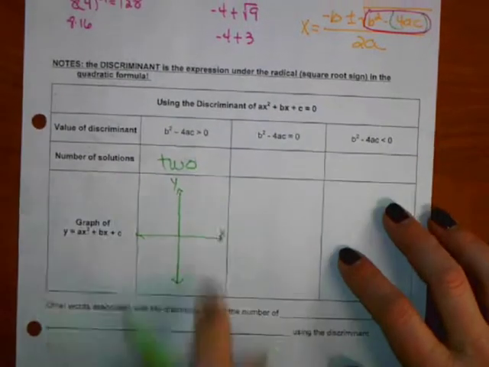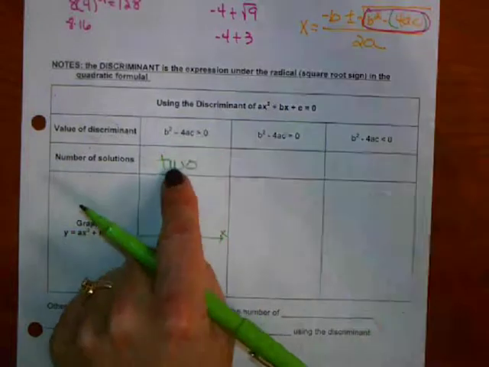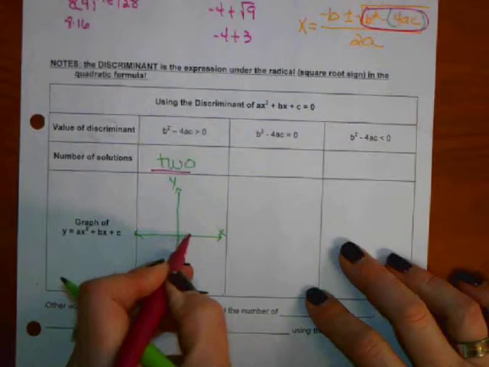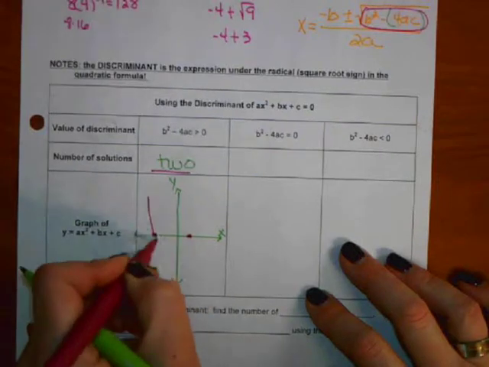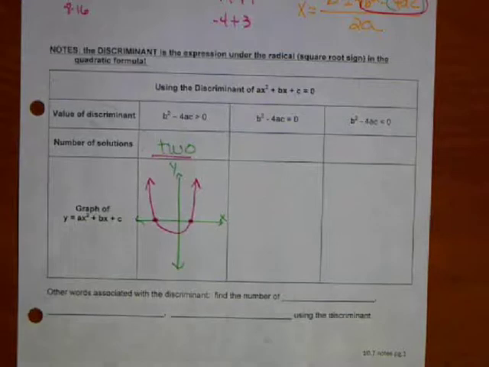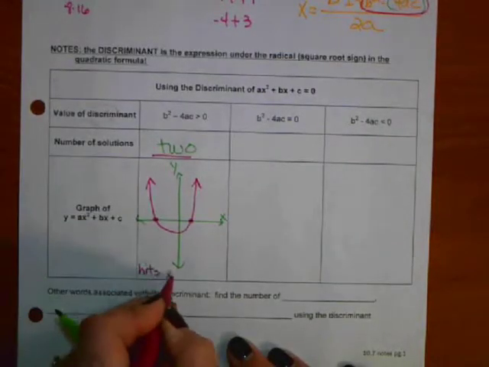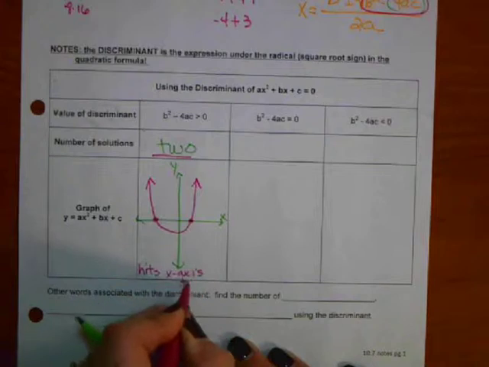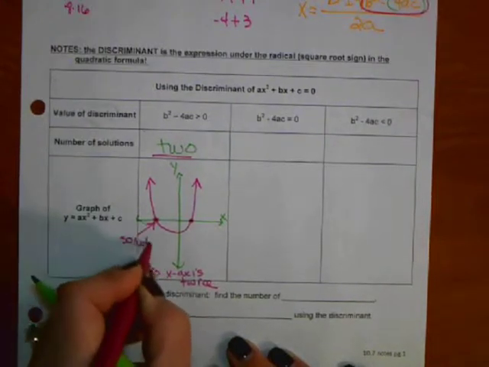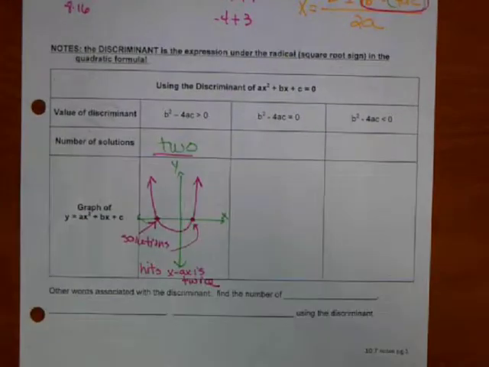Now, if I stick in a, b, and c and I get a number bigger than 0, that tells me there's 2 solutions. Now what that means is the parabola hits the x-axis in 2 spots. And we'll be doing this in a few weeks. So the 2 means that the parabola hits the x-axis twice. Those are the solutions. That's what that means. Solutions, wherever it hits the x-axis.